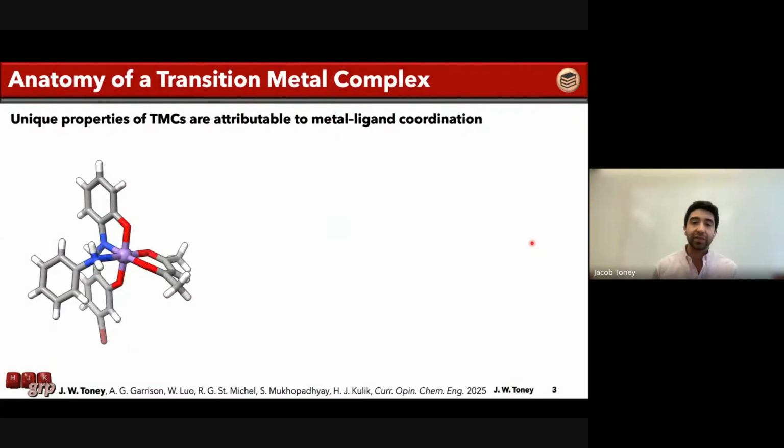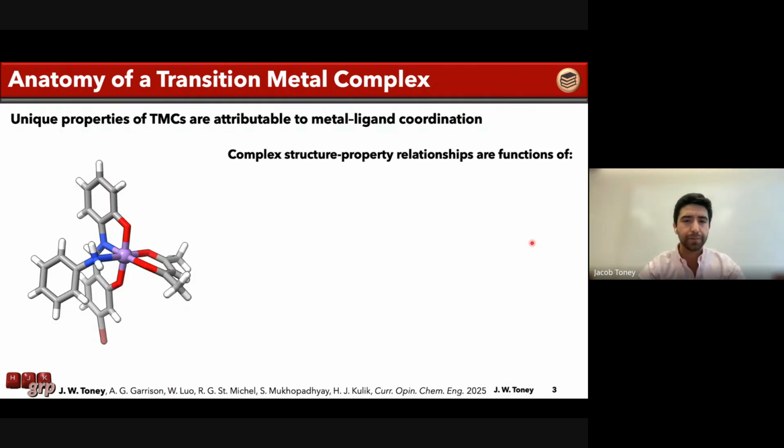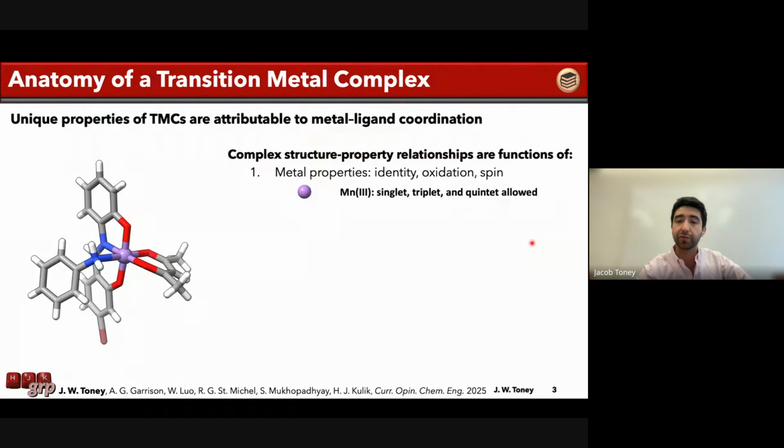So a lot of the unique properties of a transition metal complex are attributable to their metal-ligand coordination. These complex structure-property relationships are functions, of course, of the metal. So I'm showing you manganese 3 here, which could be a singlet or a triplet or a quintet. But in general, the identity of the metal, the oxidation state of the metal, and the spin, which is related to how the electrons are paired up, if they're all paired, if some of them are unpaired, and so forth, dramatically changes the electronic properties.